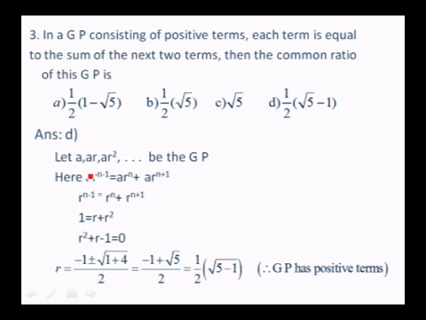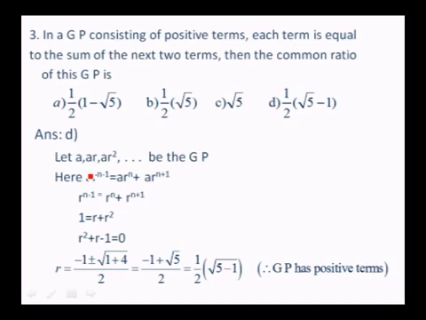It is a quadratic equation. Using the formula x is equal to minus b plus or minus root of b square minus 4ac by 2a, you can write r as minus 1 plus or minus root of 1 plus 4 by 2, that is minus 1 plus root 5 by 2, or half of root 5 minus 1. Here I delete that minus 1 minus root 5 by 2 because he has given in the problem that the GP consists of positive terms. Therefore, I take only this minus 1 plus root 5 by 2. So, the answer is half of root 5 minus 1. So, the answer is the option D.